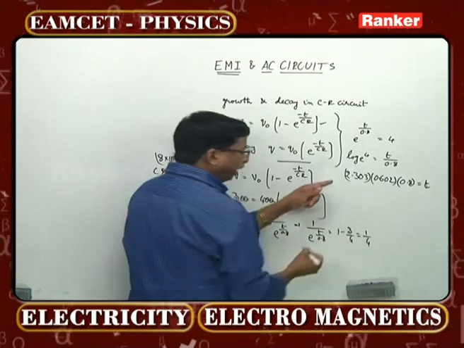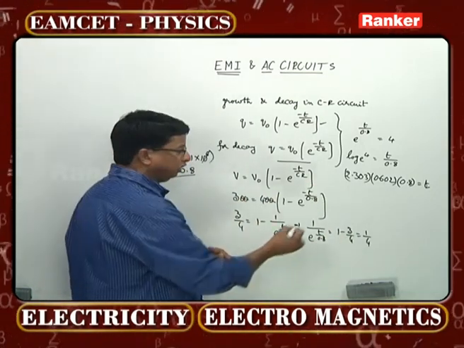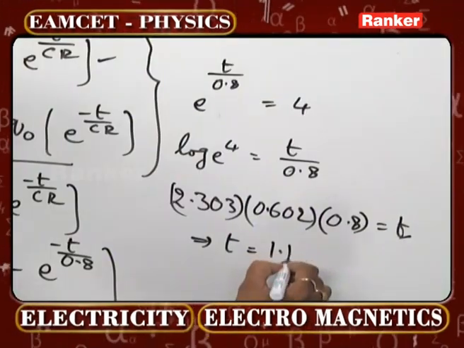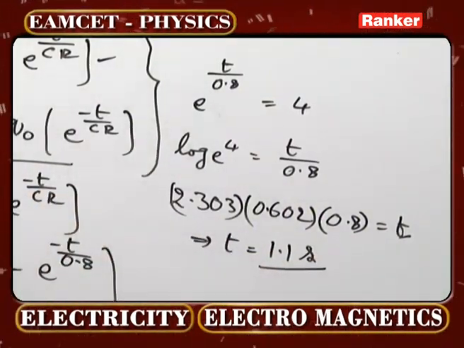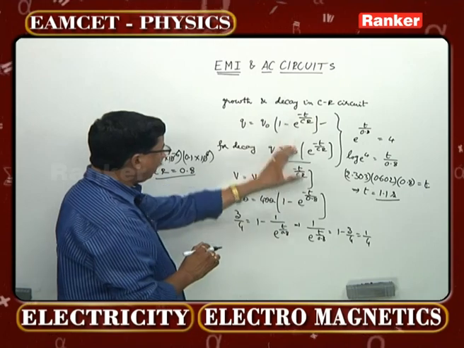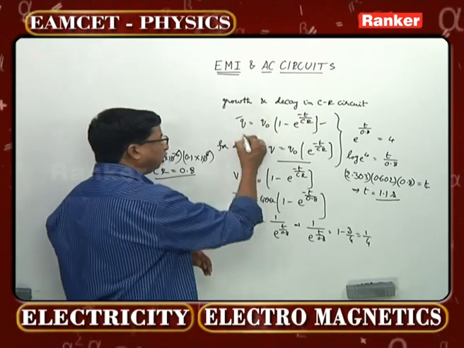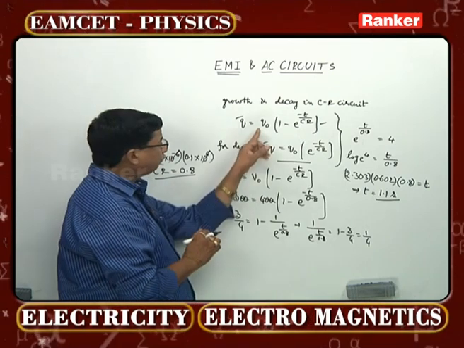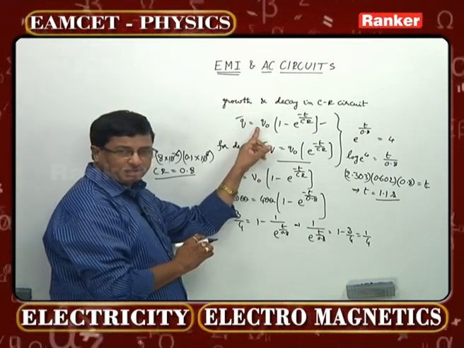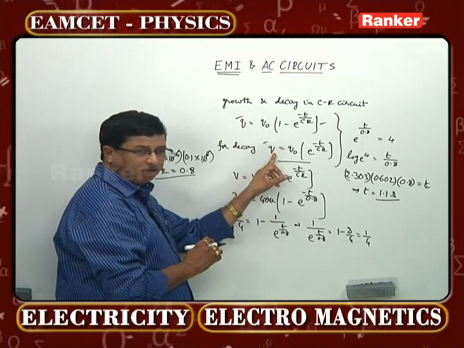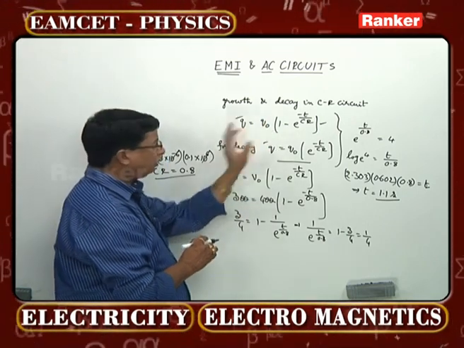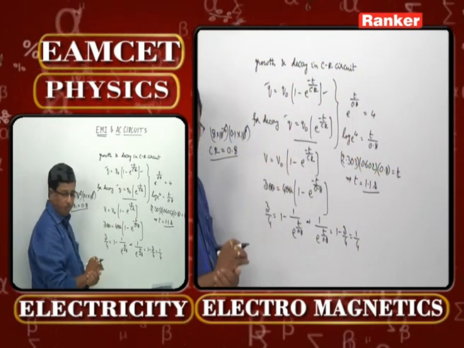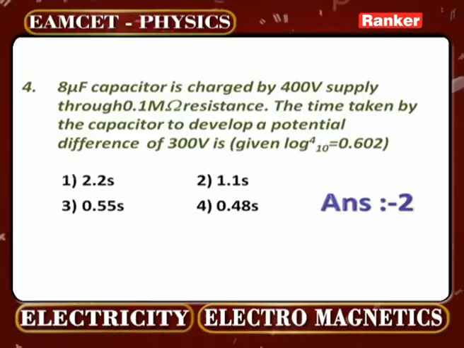So this t value he is asking you to calculate. If we simplify the total lot, t comes to be around 1.1 second for us. So this is the calculation and one of the best model questions we have based on these two formulae, please. This is growth of charge in CR circuit. This is a decay of charge across a CR circuit. That is the point here to be noted. So for fourth problem, the correct option is going to be the second one.